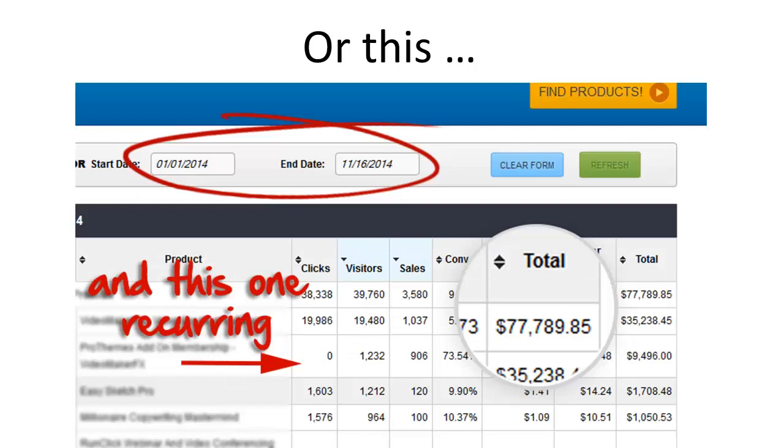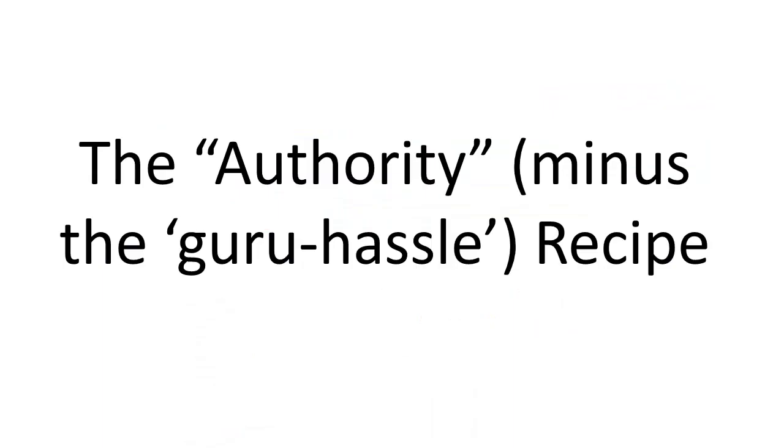Or of course this here, this is one of my affiliate accounts, and as you can see, from the 1st of January 2014 to the 16th when I took this screenshot, $77,789.85 in affiliate commissions. And what you see in the middle row there, the 9,496, that's recurring. I'm getting good money every month without having to do anything for it.